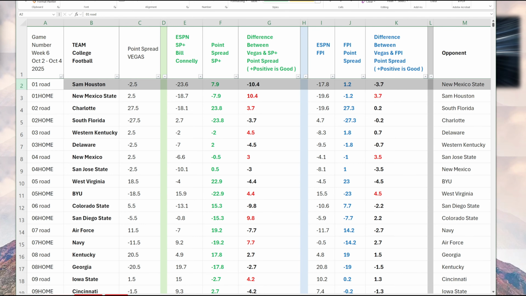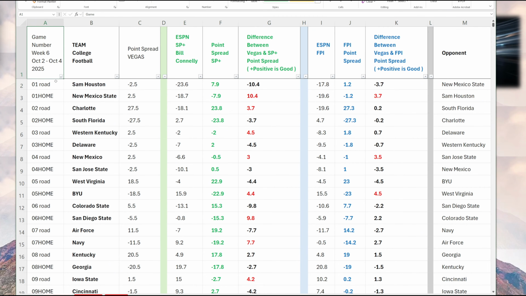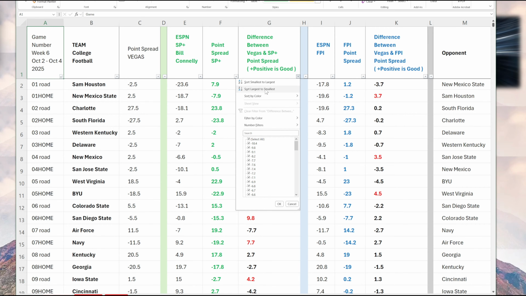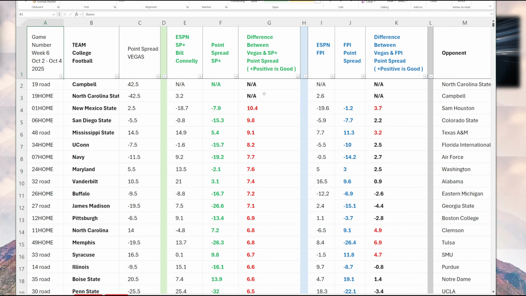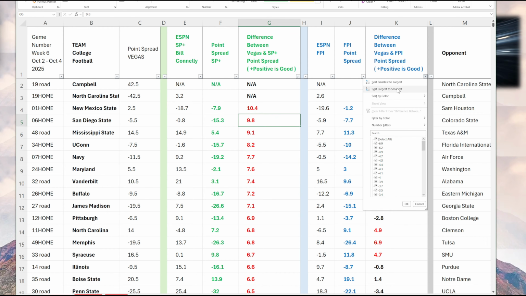For example, if you look at the boxes, in the lower right corner of each box is a little arrow. When you click that arrow, you can sort from largest to smallest. When you do that, it will sort these games and tell you, wow, New Mexico State, there's a deviation of 10.4 points. They're playing Sam Houston, and that's why I have the opponents here. San Diego State, 9.8. Now if we want to sort based on the FPI power index, go here, sort largest to smallest.